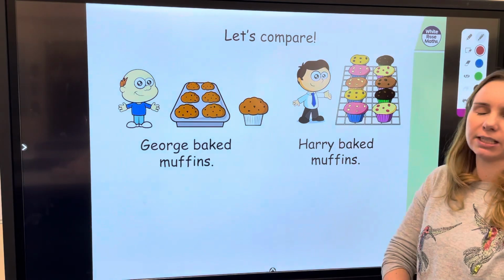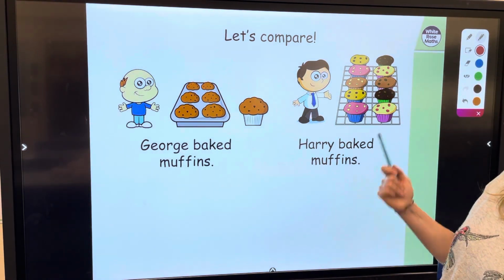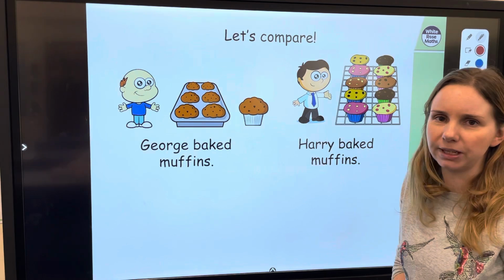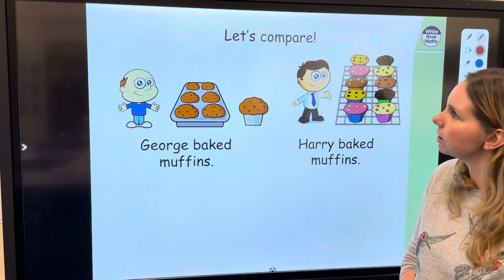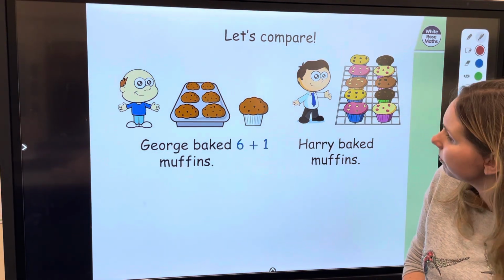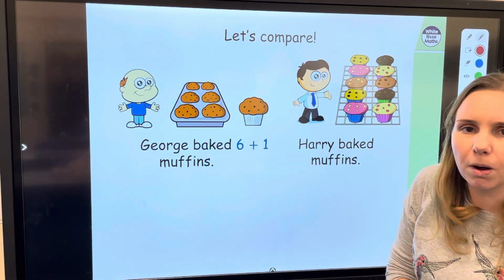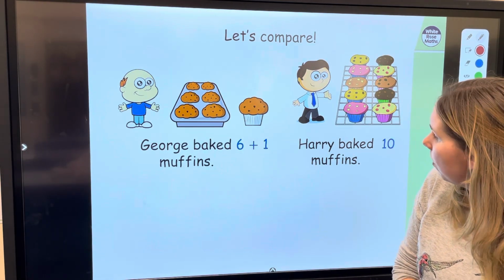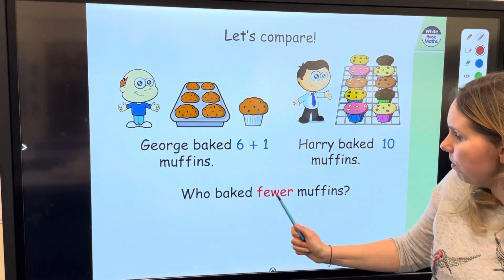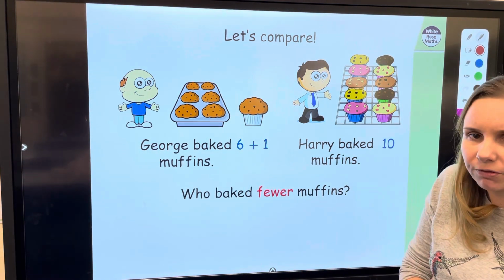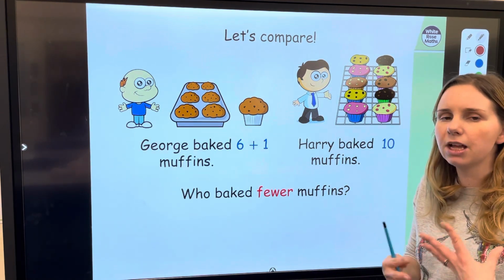George baked muffins. Muffins, some of my favourites, and they're chocolate. Oh, Harry baked muffins as well. Oh, they look a little bit more tasty than George's. Let's see what happens. George baked 6 and one more. Harry baked 10. Who baked fewer muffins? Who baked fewer? So fewer is the smallest, the smaller number.